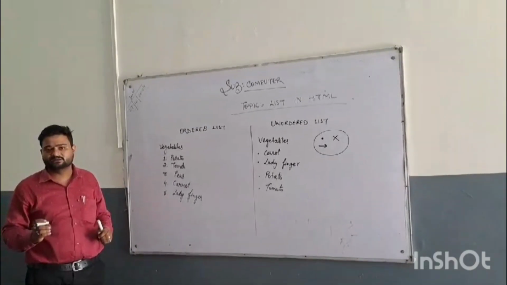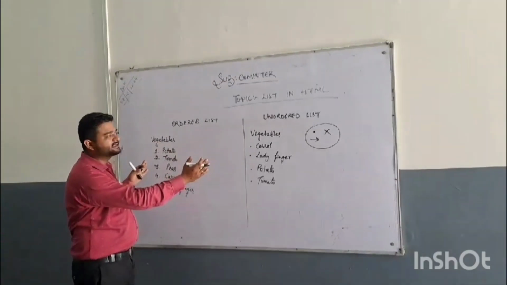Numbers, alphanumeric numbers. These two types are the types of list.